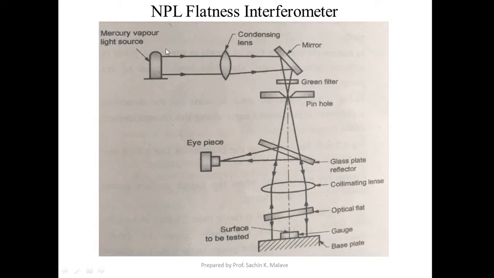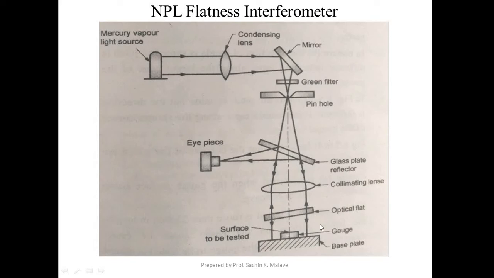There is a source of light, a condensing lens, a mirror, and a green filter. The condensing lens will direct the light from the source onto the mirror. The mirror will deflect the incident rays onto the green filter, then to the pinhole. This is a glass plate reflector, and a collimating lens.